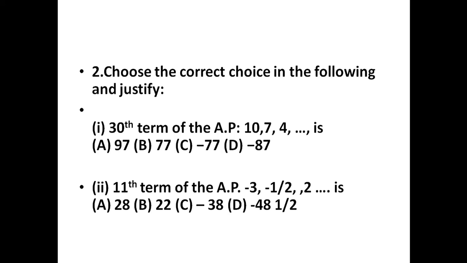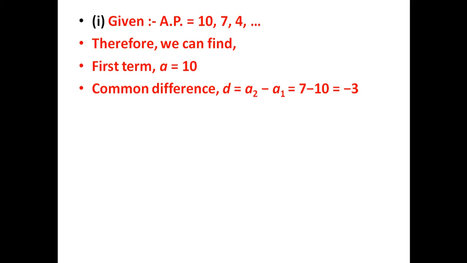So the AP is 10, 7, 4. The first term is a. From the given AP we can find that a is 10. Then the common difference is a2 minus a1. So 7 minus 10 equal to minus 3. So the common difference is minus 3.